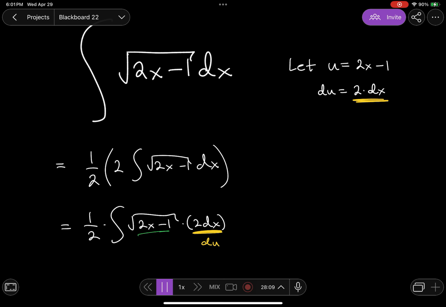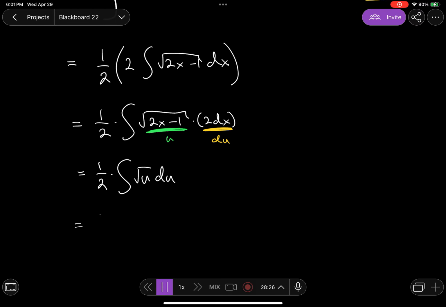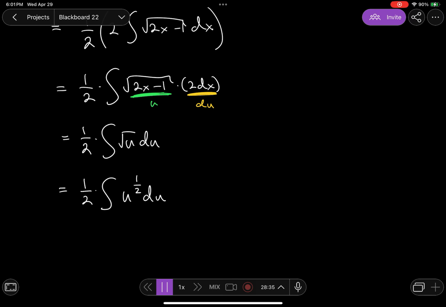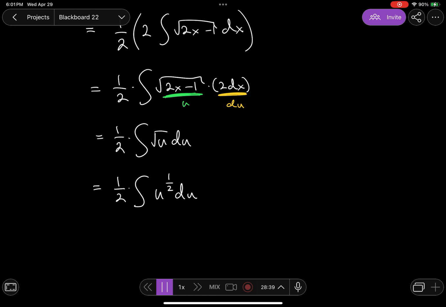And then right here, inside of the radical, I have 2x minus 1. Another name for that is u. So how does this integral transform? We have 1/2 times the integral of the square root of u du. Oh, but that is the same thing as 1/2 times the integral of u to the 1/2 du, right? And that is the same thing.